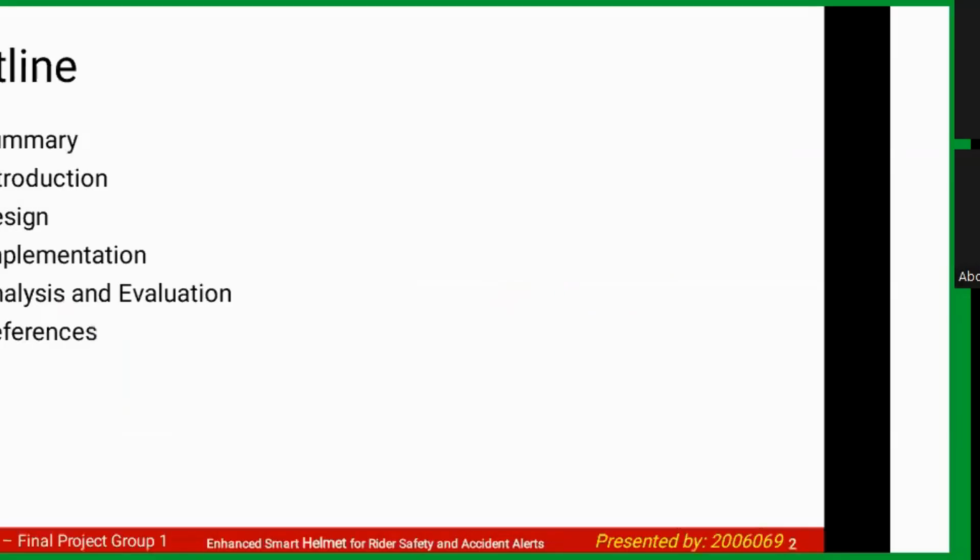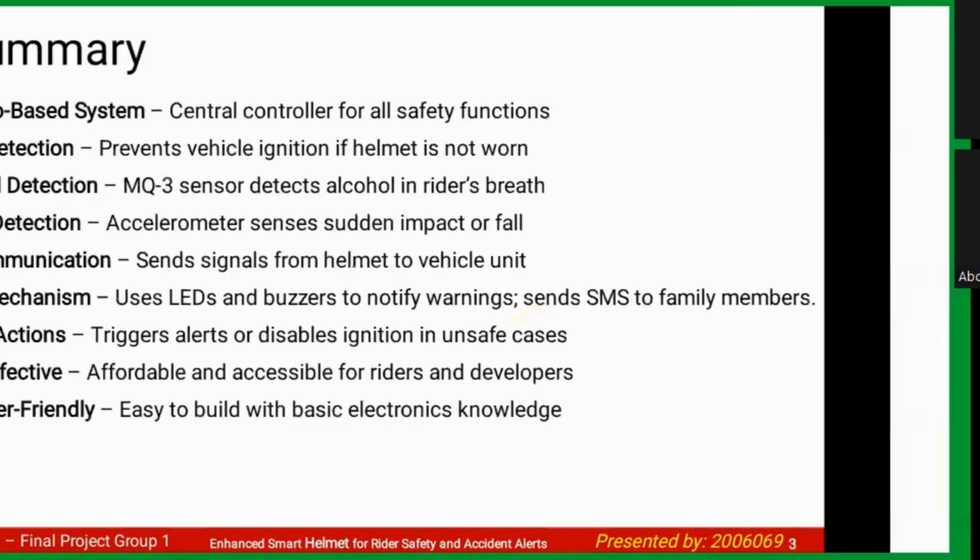Here is our outline slide. First we discuss the summary, then introduction, then design, then we show our implementation of our design, then analysis, then evaluation, then reference.